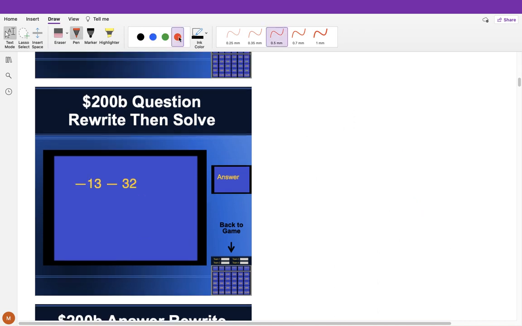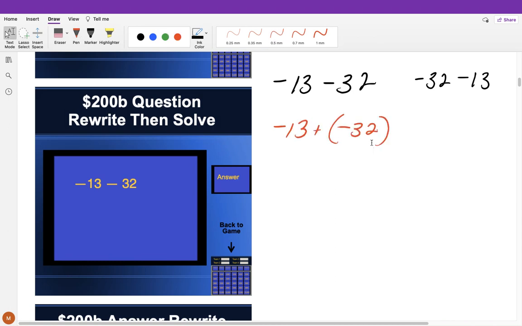All right, so for this one, we have negative 13 minus 32. And since with addition, the order doesn't matter, we could, if we wanted to, write it and look at it this way. It doesn't really matter which way you choose it. But we're just going to change this to an addition problem. So negative 13 plus, and I'm going to make this negative 32. All right, so this is one of the ways that we can do this.